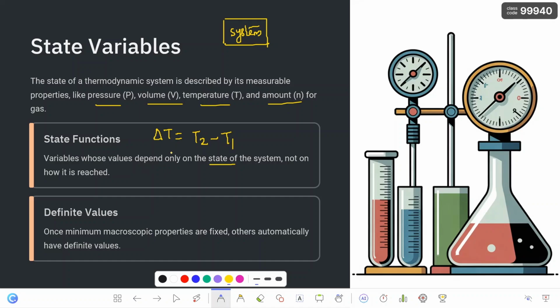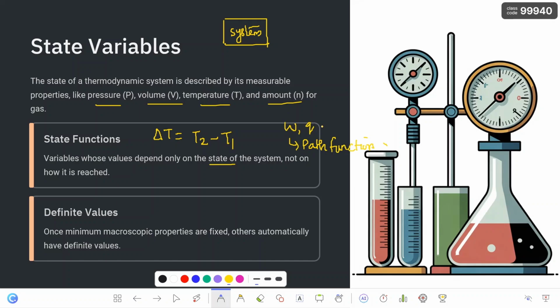Suppose it depends on the path, like work and heat. In such cases, these are path variables, or path functions. Path function means in this case we cannot simply write delta W equal to W2 minus W1. It depends on the path, how it reached.